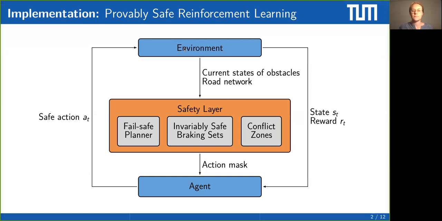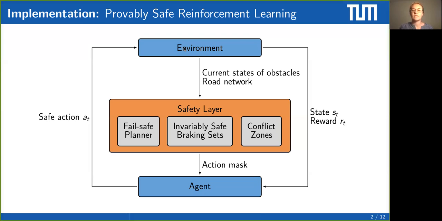Then in our case, we have in between this safety layer, which observes the environment with its current states of the obstacles, and it also gets the road network. And then in the safety layer, we verify which of our actions are currently safe. So for that, we use the concept of invariably safe braking sets in conflict zones. And in case that we cannot verify any of our actions as safe, we also have a fail-safe planner such that we can always select an action.